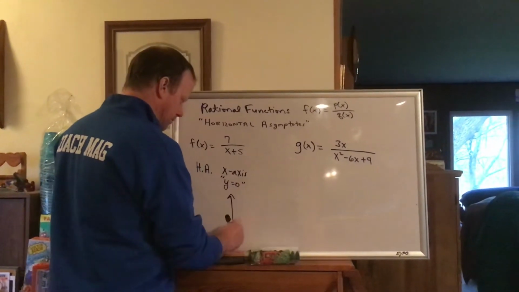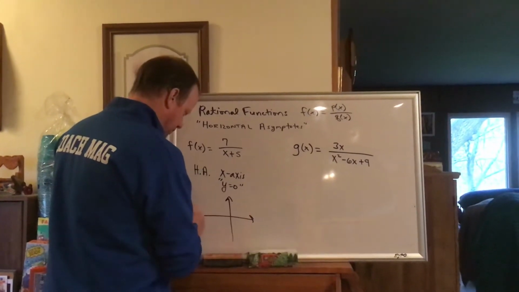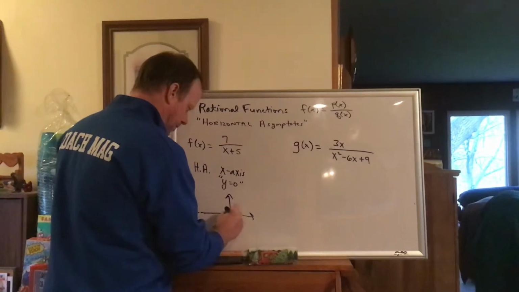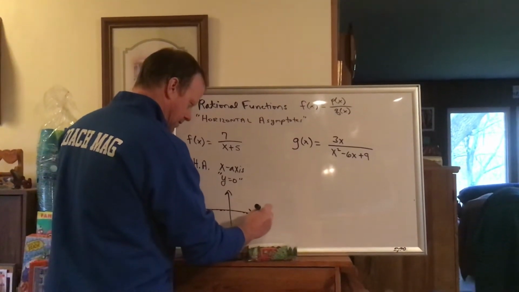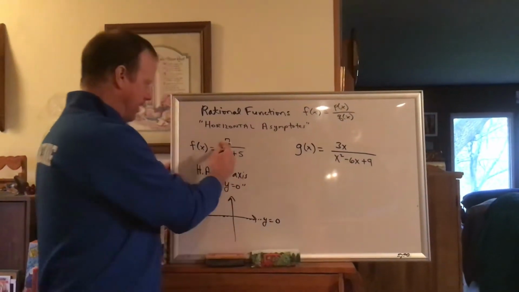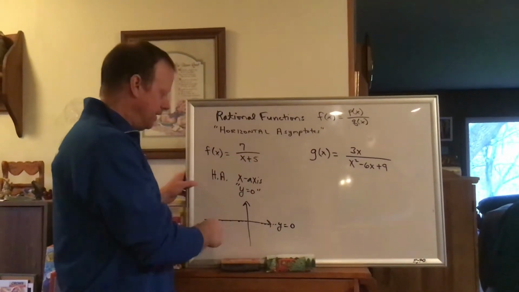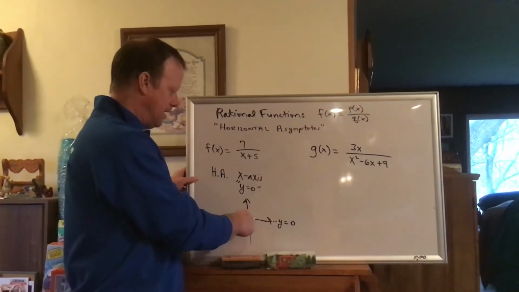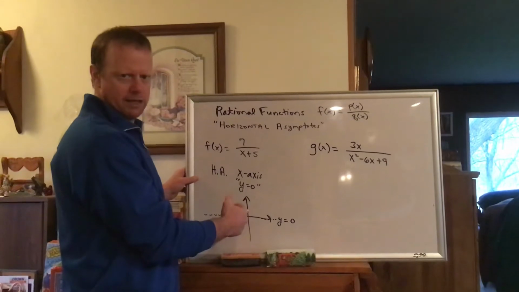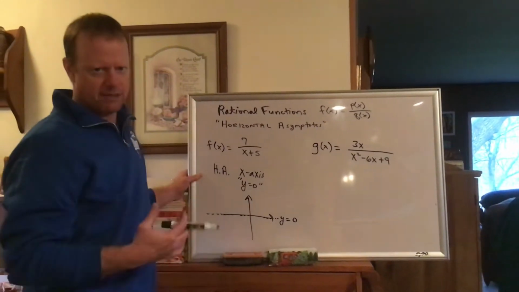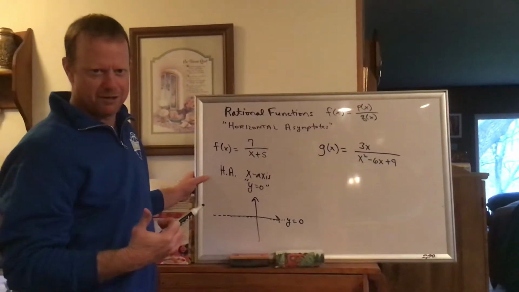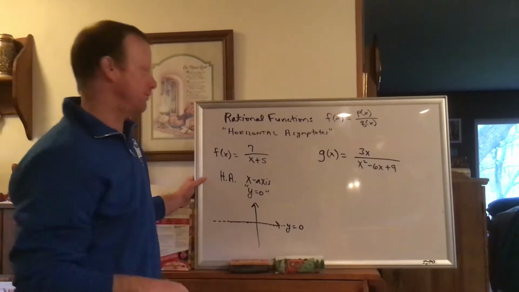In other words, we're going to draw a dashed line right on top of the x-axis, and if we were to graph this rational function out, it would get really close to the x-axis, but it would not cross over the x-axis, because asymptotes are like boundary lines that typically graphs do not cross over.